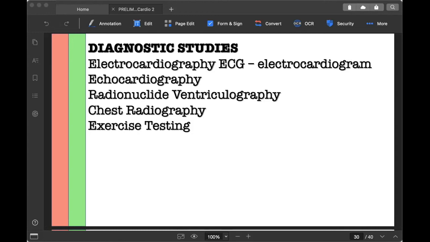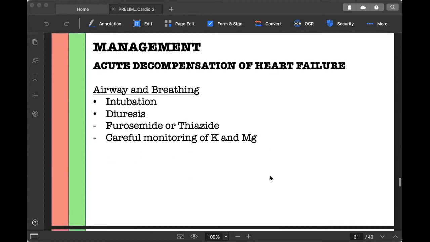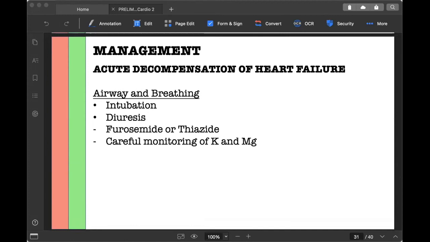Okay, we also have your radionuclide ventriculography. And also we have your chest X-ray and your exercise testing. Exercise testing is through your treadmill or your exercise bicycle. Management for this one, airway and breathing, intubation. You will be learning in your RLE the proper way to perform as well as to assist in intubation. Your instructor will be teaching you how to do this one.